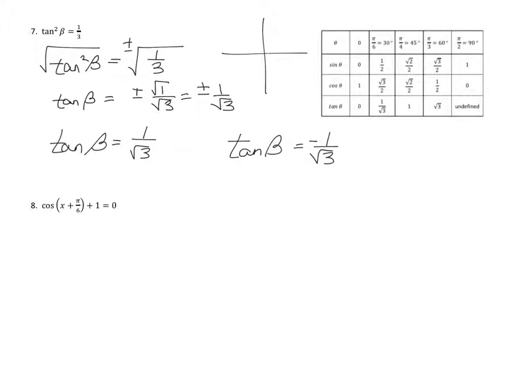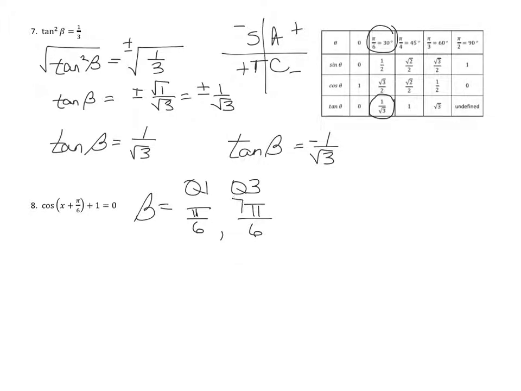Now, where is tangent positive? We know if we do our all students take calculus, the tangent's positive in the first and third, and negative in the second and fourth. So let's look at the first one. Where's the tangent positive 1 over square root of 3? If we come to our chart, tangent is 1 over the square root of 3 right here at pi over 6. And it's positive in quadrant 1 and quadrant 3. So if our reference angle is pi over 6, our quadrant 1 angle is just pi over 6. It's just the reference angle. And then in quadrant 3, that would be 7 pi over 6.